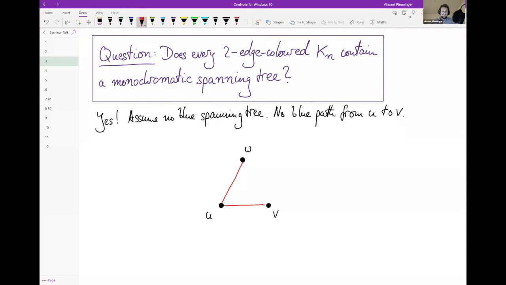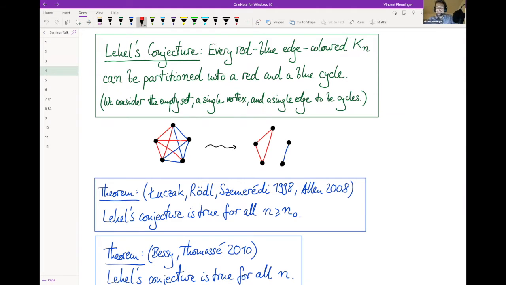Okay, so what other sort of problems could we consider? So there's a conjecture by Lehel, which states that every red-blue edge-colored Kn can be partitioned into a red and a blue cycle. And here, to avoid some trivial counterexamples, we consider the empty set, a single vertex, and a single edge to be cycles. So then here we have, again, a coloring of K5, red-blue edge coloring. And here we have a partitioning into a red cycle and a blue edge, which we consider to be a cycle here.